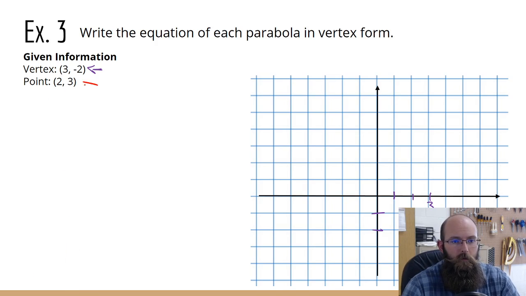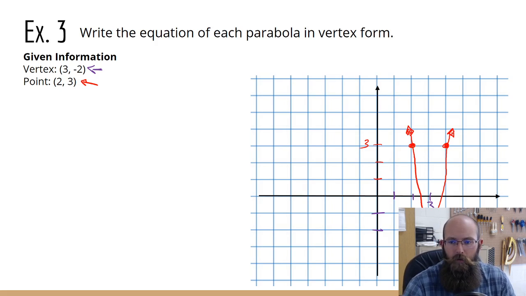I also have the coordinate point, and I'll try and do this in a different color. I have the coordinate point 2, 3. So I'm going over 2, up 1, 2, 3. So right there. Try and do it curvy. Oh, and I also know that I'm going to have the same dot on the other side because that's how parabolas work, right? They're symmetrical. We kind of talked about that in the last one with the axis of symmetry.